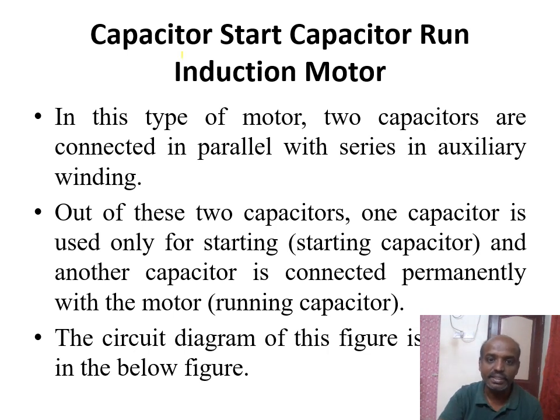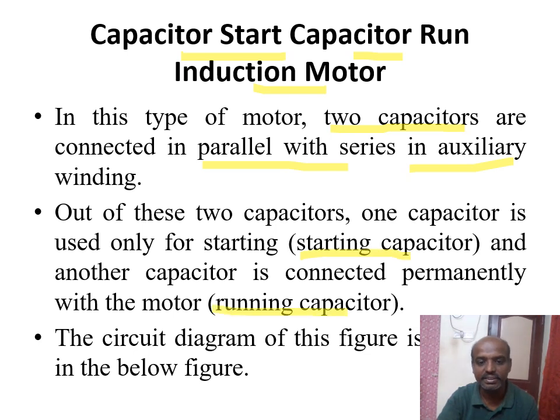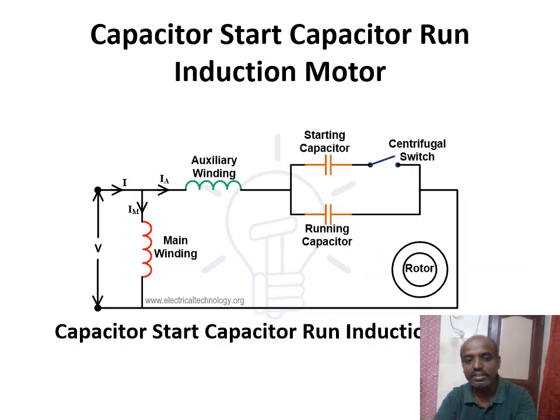Next, the capacitor-start capacitor-run induction motor. In this we have two capacitors connected in parallel, in series with the auxiliary winding. One we call the starting capacitor, another we call the running capacitor. This is the average representation: this is the main winding, this is the auxiliary winding. In the auxiliary winding, two capacitors are connected in parallel, in series with the auxiliary winding.